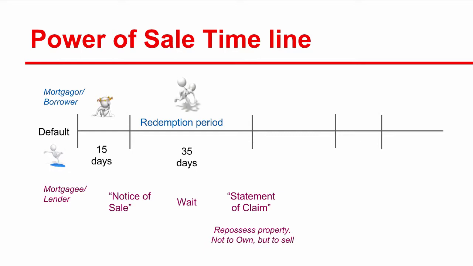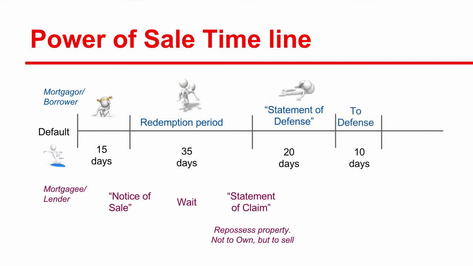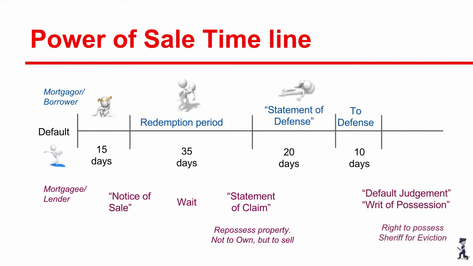And then there will be 20 days for the defendant, or the borrower, to file a statement of defense. Now, if they are actually going to file, they can ask for 10 more days of extension. And then this is it. At the end of this period, the lender can go back to court and file for a default judgment and also a writ of possession. The writ of possession gives them the right to repo, or to possess, the property. It also gives them the right to evict the existing borrower from the premises.